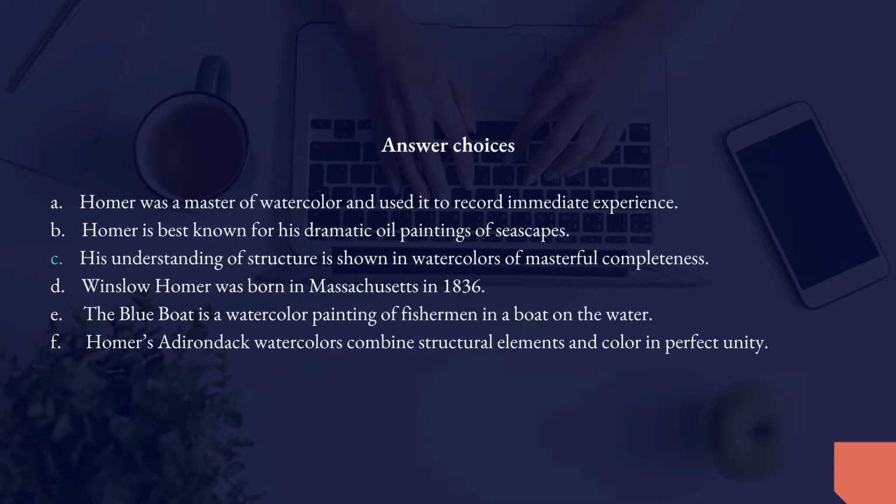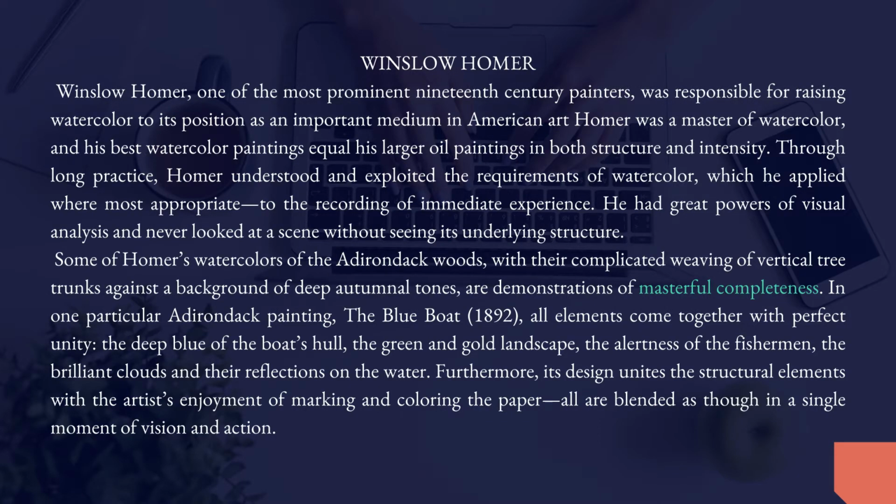C, his understanding of structure is shown in watercolors of masterful completeness. So what are we looking for? Structure? Well, watercolor is the central word. It can be everywhere. But masterful completeness could be our key phrase here. And here we have it. Let's read the sentence. Some of Hammer's watercolors are detailed, with their complicated weaving of vertical tree trunks against the background of deep autumnal tones. You see, it's giving some details. I don't need those details.